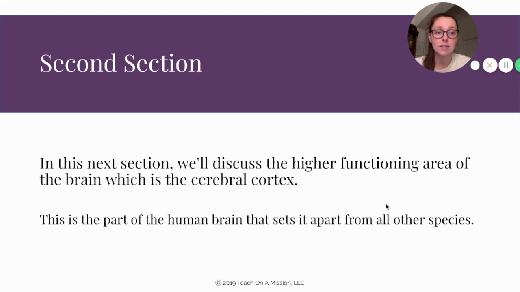Okay, so in the next section, in the next video, we're going to be talking about those higher functioning areas of the brain, which is the cerebral cortex. We're going to break those down into different lobes and see what the different lobes do. So this is the part of the brain that sets us apart from all other species. So the older brain, aka the brainstem, and the middle brain, aka the limbic system, are found in other species besides humans. But this part with the cerebral cortex is going to be significant to humans, and that's what sets us apart from other species. So look for that in our next video.